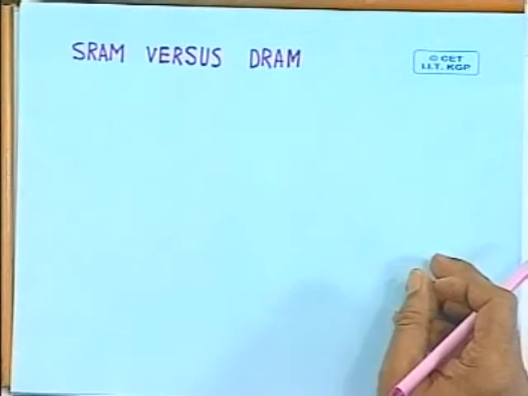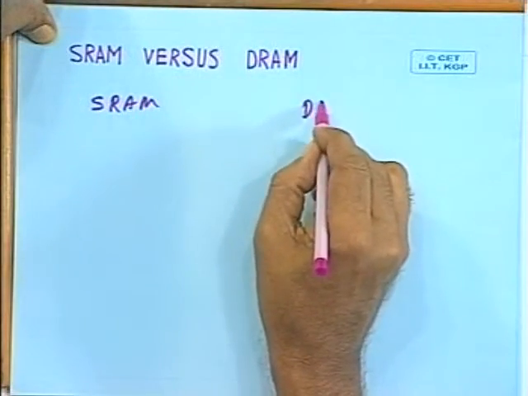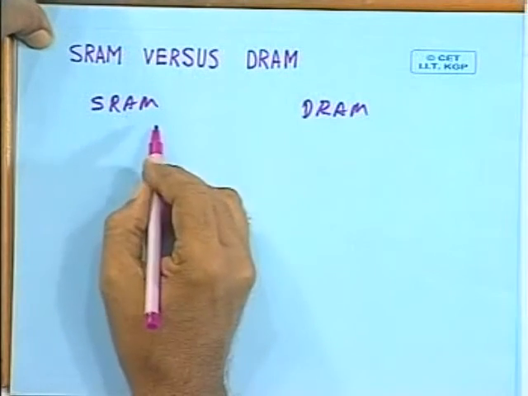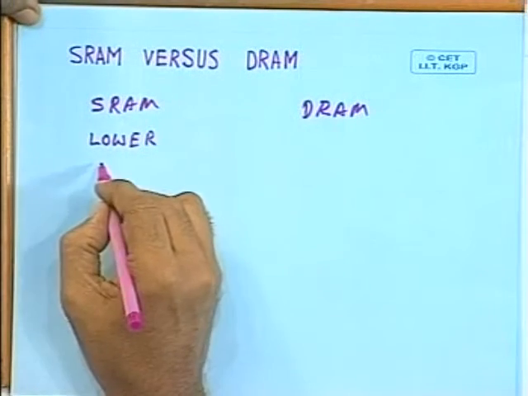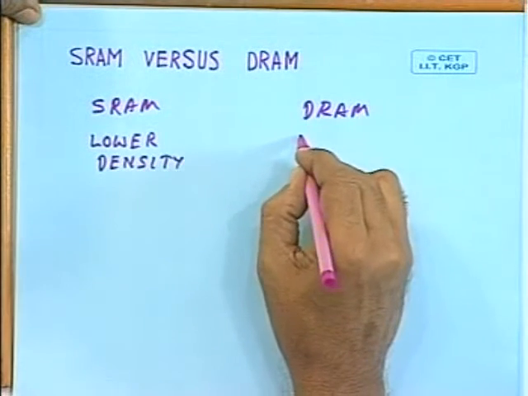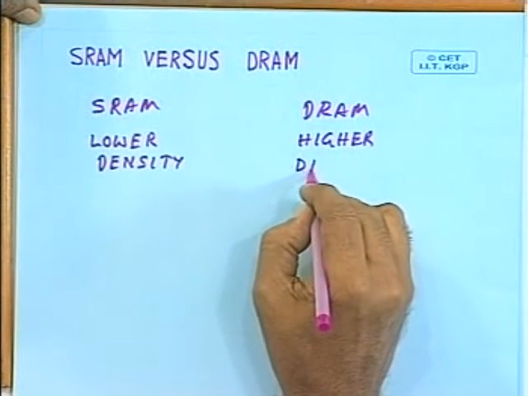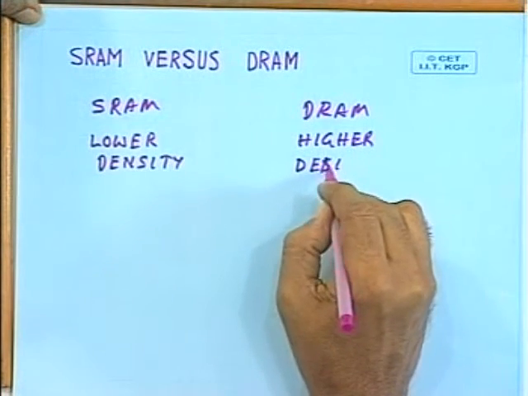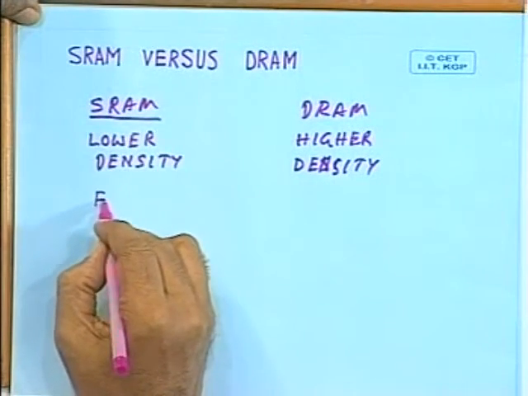Now you may be asking, what are the relative merits and demerits of SRAM and DRAM? Obviously, if we write SRAM and DRAM, SRAM has lower density, lower packaging density. Here you get higher packaging density. And SRAM has been found to be faster.